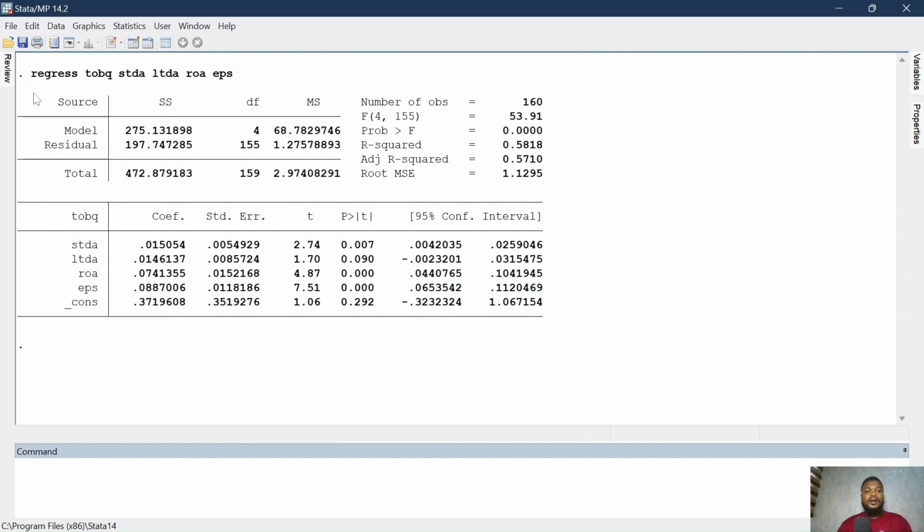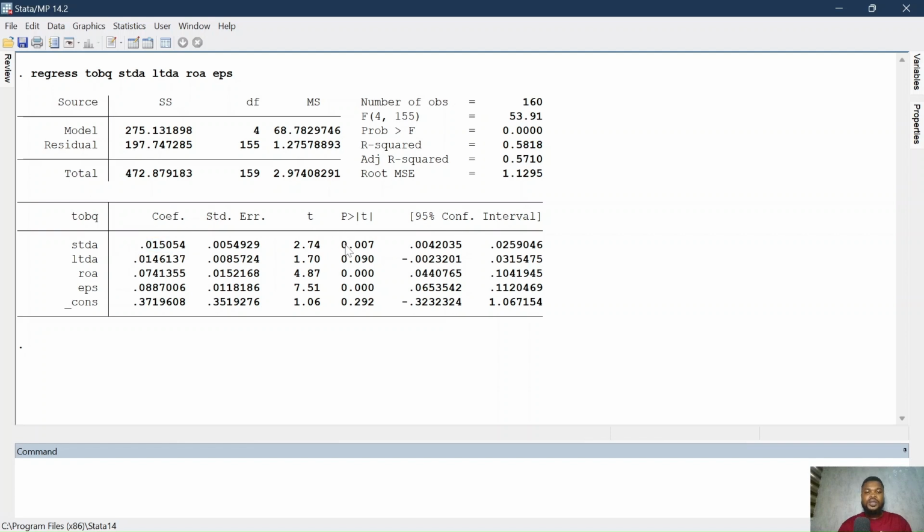So the R square, adjusted R square, and the F statistics tell me that my model is fit, and so I can now go ahead to look at the coefficient part of my result. In the coefficient part, I find out that short-term debt has a positive and significant effect on Tobin Q. Positive because there is no negative sign here.